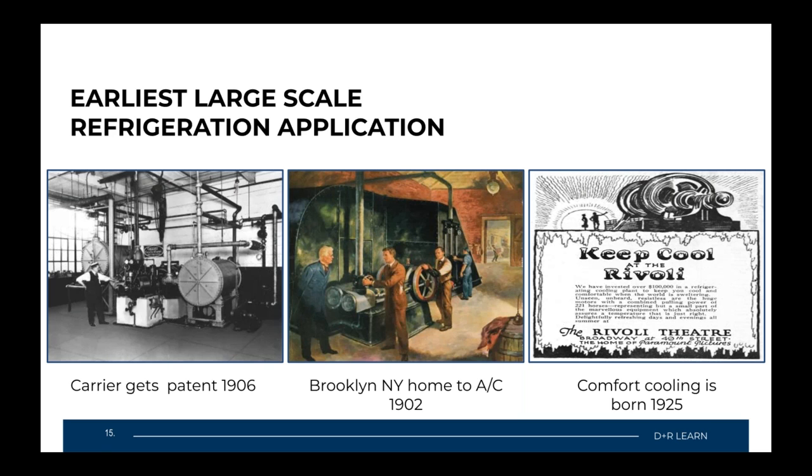And over to the right, you can see Carrier's first installation of a system for comfort cooling, which was installed at the Rivoli Theater in 1925. So we didn't have comfort cooling, meaning cooling for the human being, up until 1925. This is when comfort cooling is born. This is where we first started seeing the introduction of systems that were responsible for overall keeping facilities or homes cool.